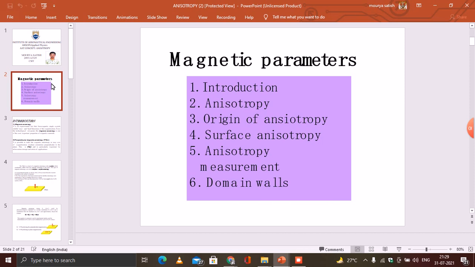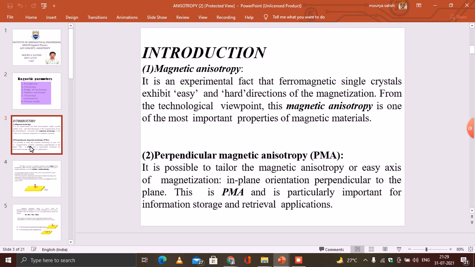Magnetic parameters: introduction, origin of anisotropy, surface anisotropy, measurement, domain goals. Introduction: magnetic anisotropy. It is an experimental fact that ferromagnetic single crystals exhibit easy and hard directions of magnetization. From the technological viewpoint, this magnetic anisotropy is one of the most important properties of magnetic materials.